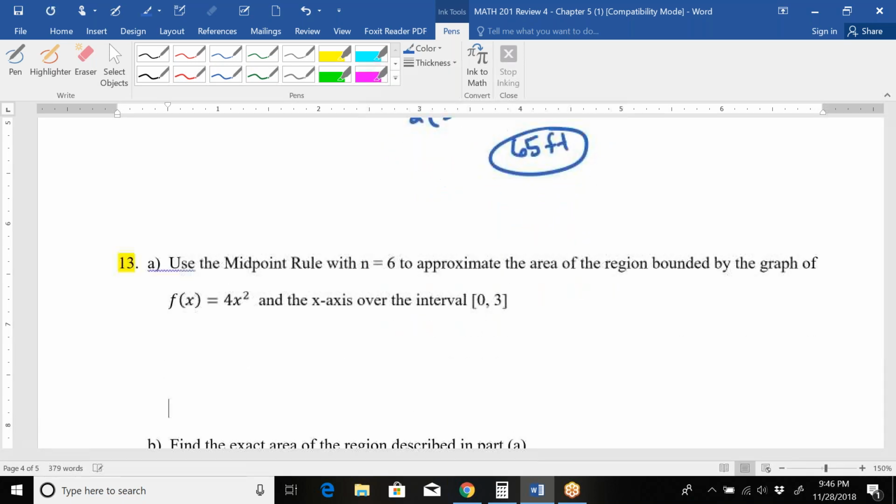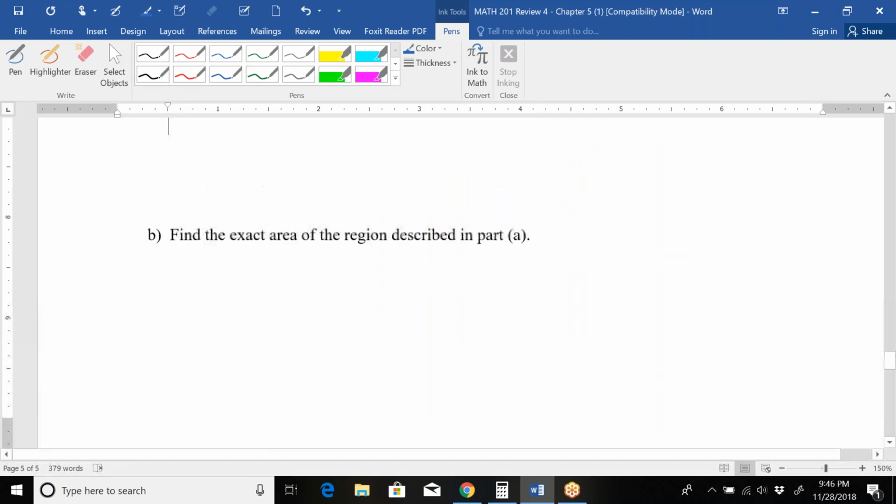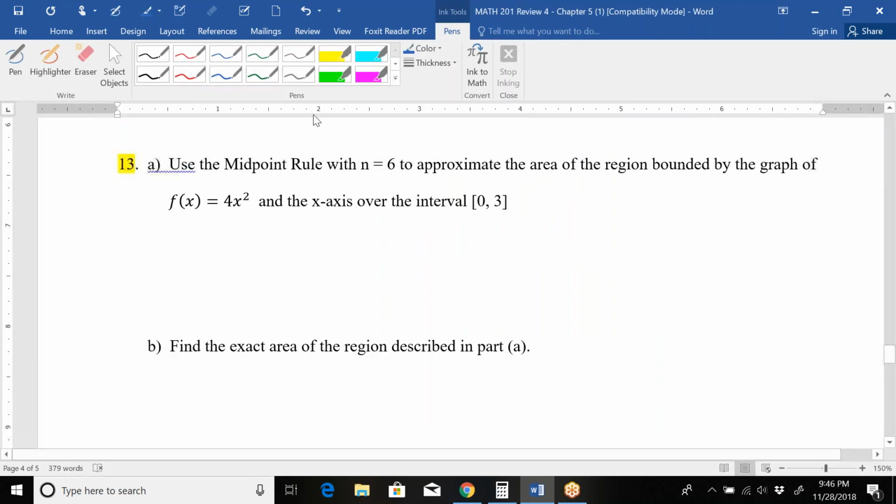And then the B part is to do it with a definite integral. So let's do A part first. We want to do 6 rectangles. This one's a little more involved. So remember, my rule for finding my delta x is I do B minus A divided by the number of rectangles. Well, my B is 3, my A is 0, because that's my interval. And then I'm dividing that by 6. So it looks like each of my rectangles is going to be a half long.